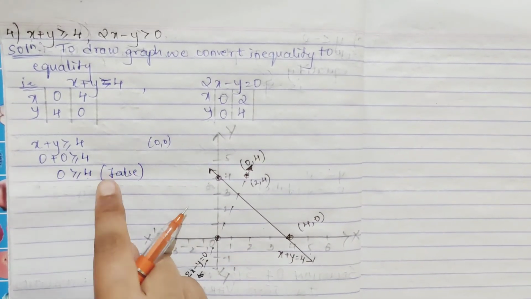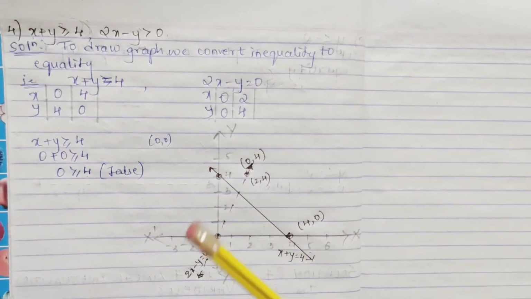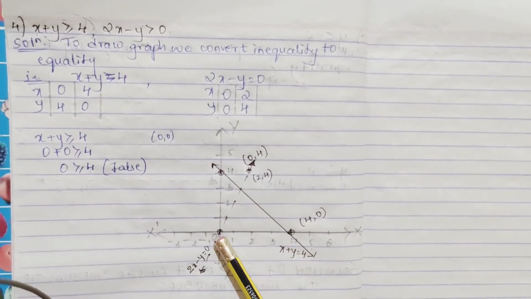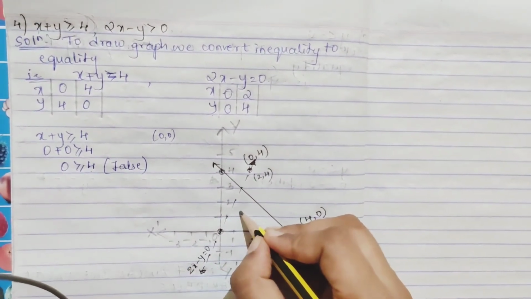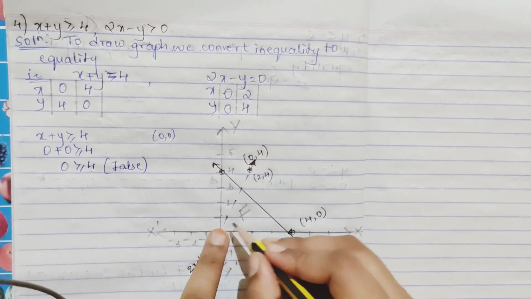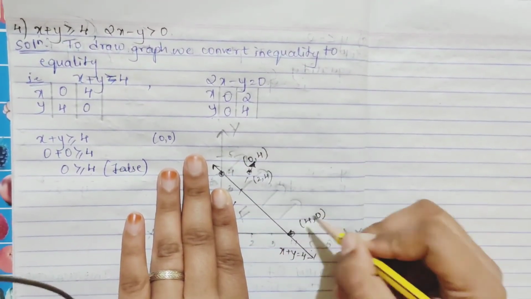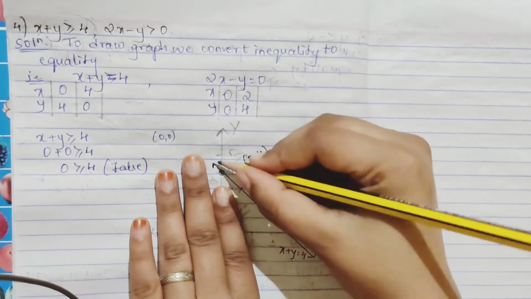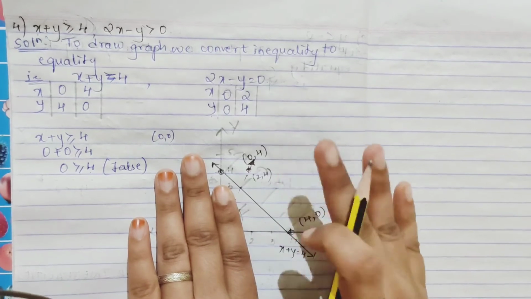So it is false, which means you have to consider this line, and your 0, 0 lies here. So this section is false, which means the opposite of this is true, which means here you'll get the shaded portion for the line x plus y equal to 4. So you should get a shaded portion, this section.